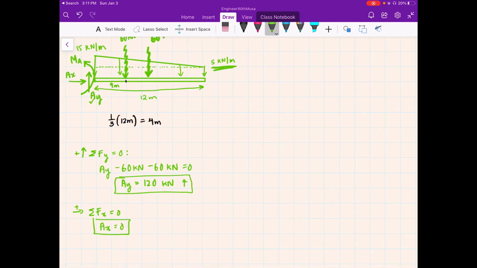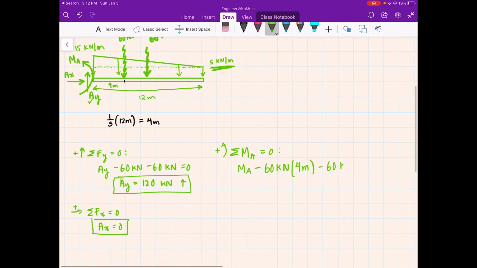And last but not least, we have the sum of the moments about point A is equal to 0, given that counterclockwise is positive. And we can say we have MA, which is our moment right here, minus 60 times 4 meters minus 60 kilonewton times 6 meters, since this is located 6 meters away from each end.